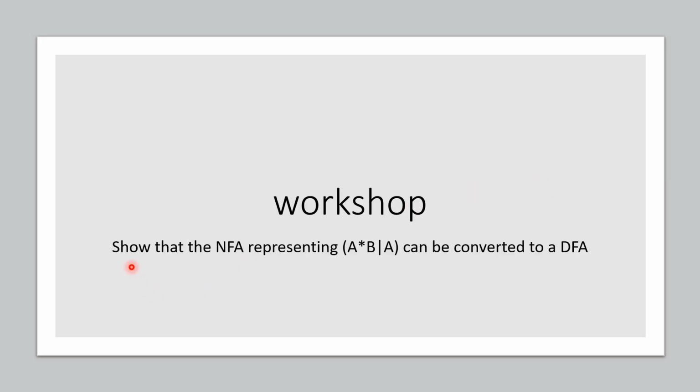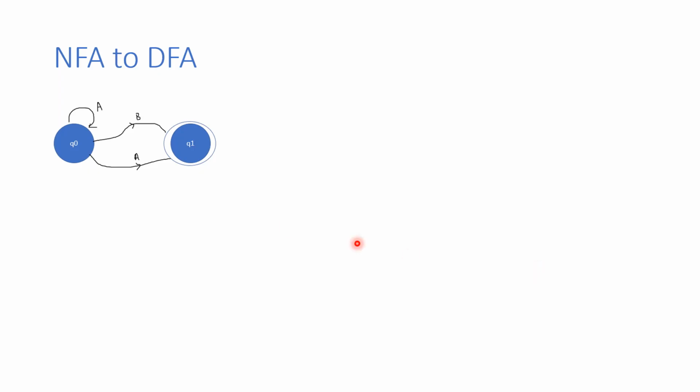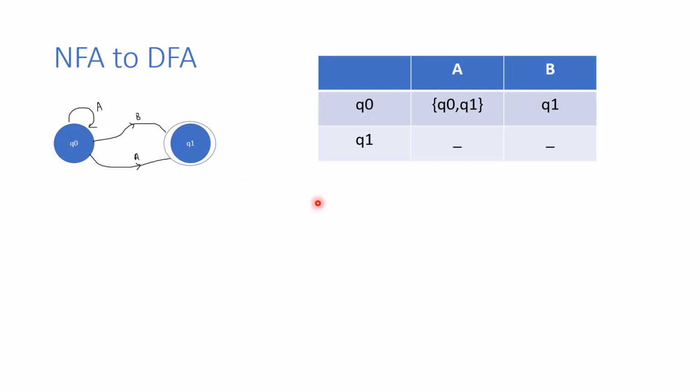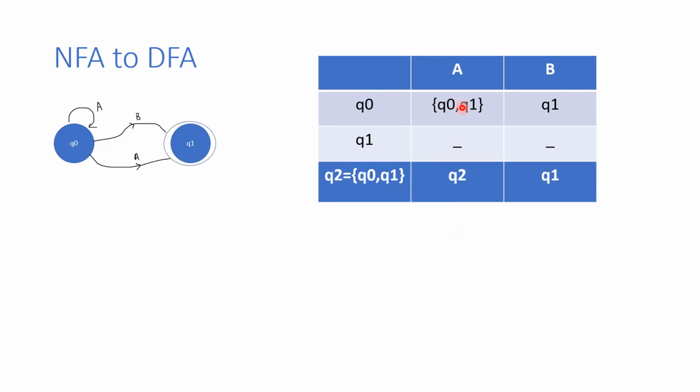So let's suppose that we want to show that the NFA representing A star BA can be converted to a DFA. So let's go through the process of doing that. Now here's the table we got for the NFA. What we're going to do is assume that this is a new state, Q0 and Q1. We call that Q2. So in the Q2 state, we complete the table.